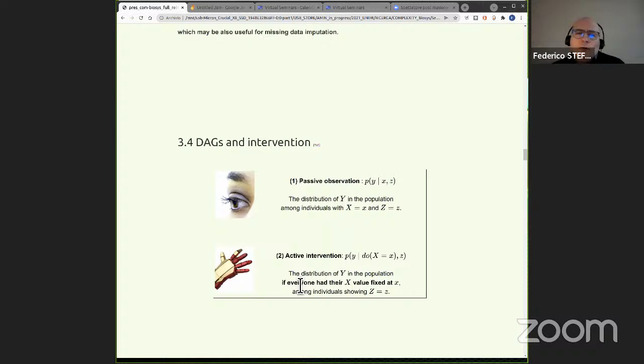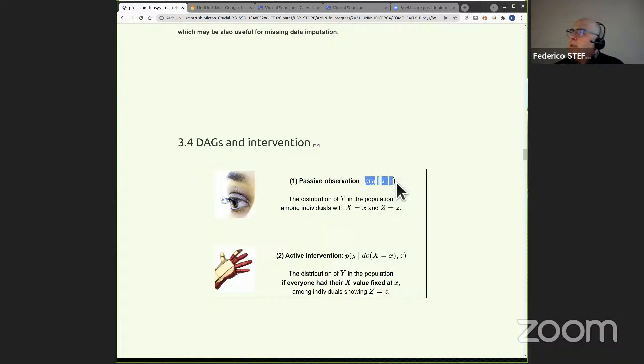Well, right now, we spoke about statistical association, statistical distribution. And so this is about what we observe in a given context. But we are also interested in experiments. Scientists are interested in experimentation. And so we should distinguish passive observation, I mean the distribution of values for variable epsilon in the population among individuals showing x equal to small x and z equal to small z.